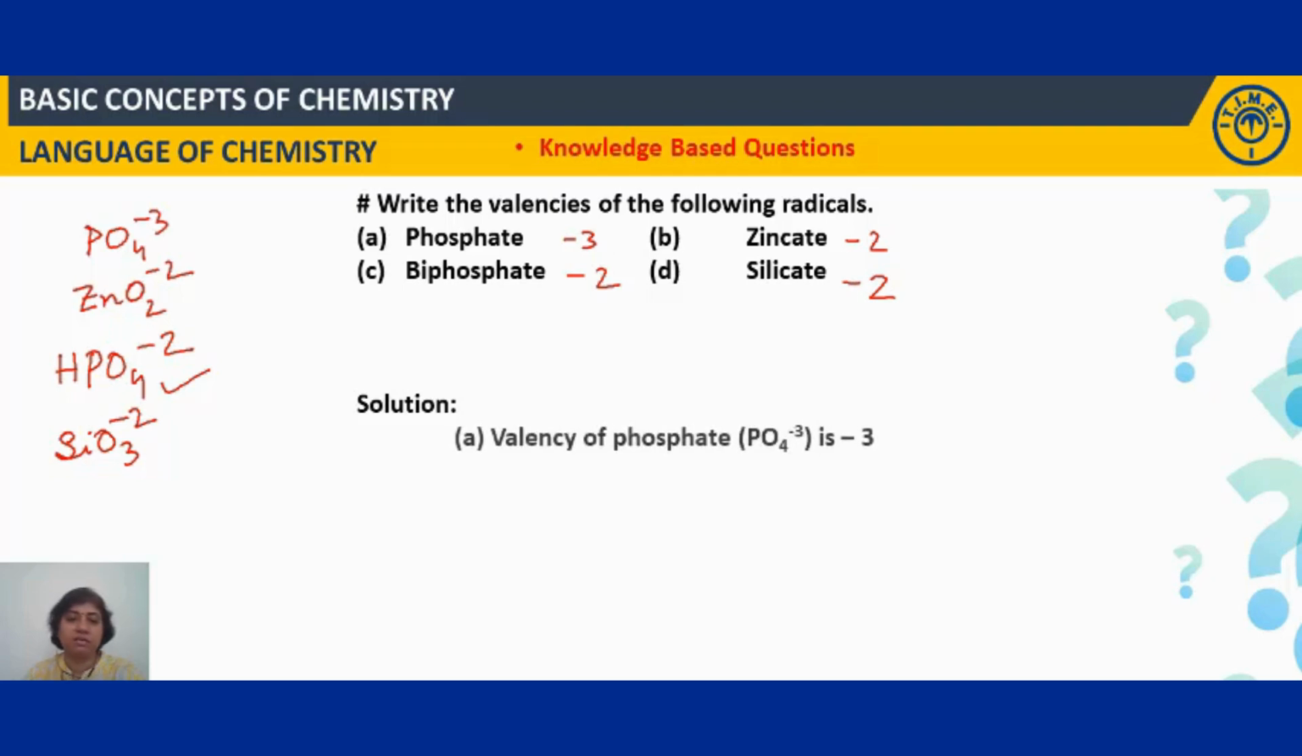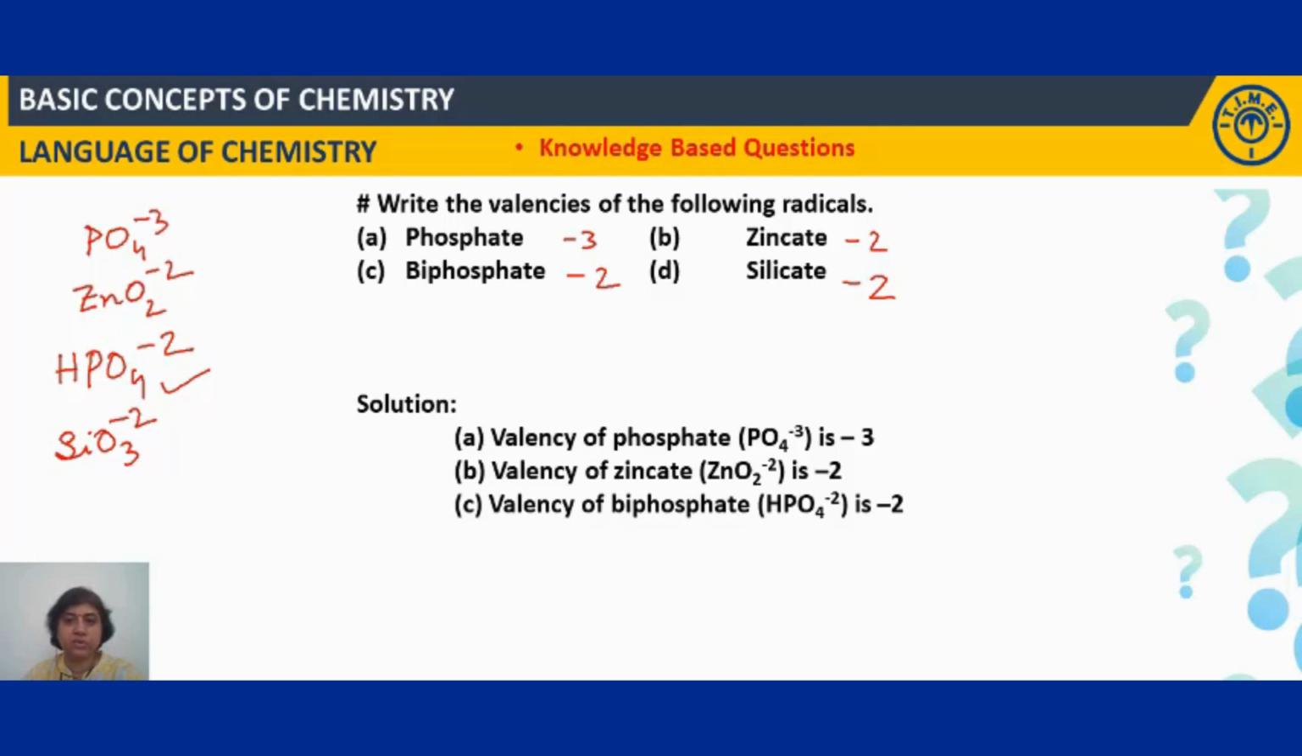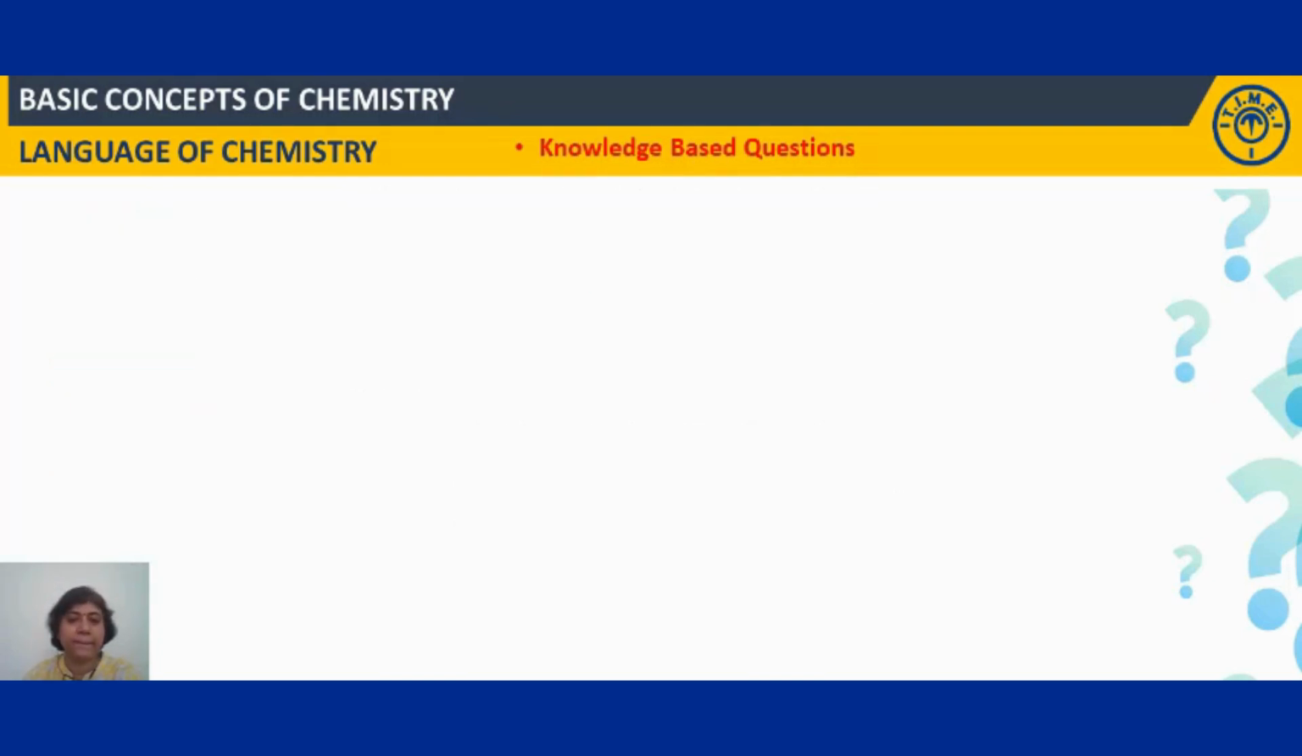Solution: minus 3, minus 2, minus 2 and minus 2. Fine. Okay. Everybody has written the answer on your own? Okay, fine. So we'll move on to the next question then.